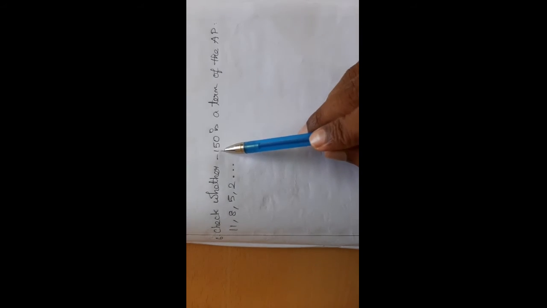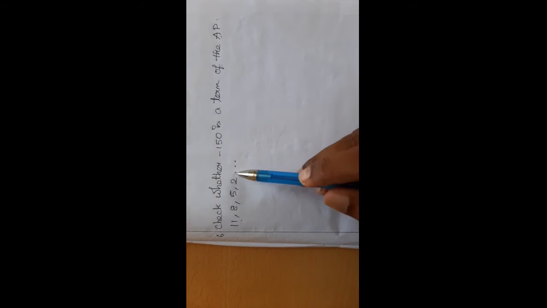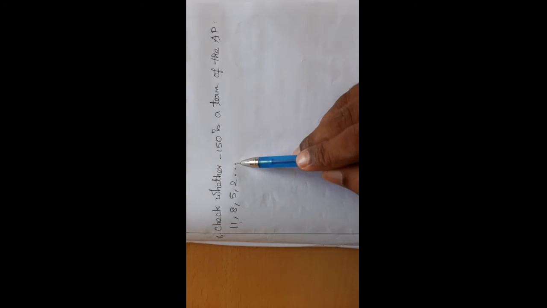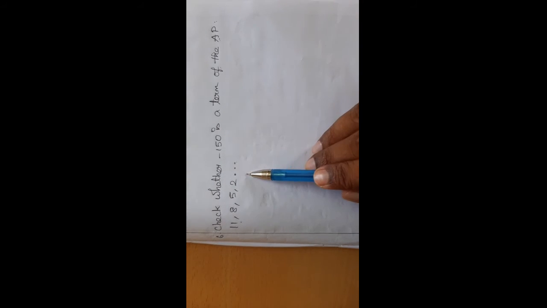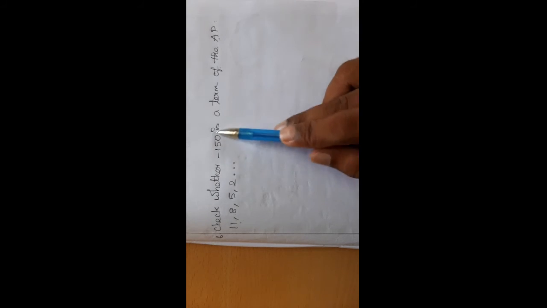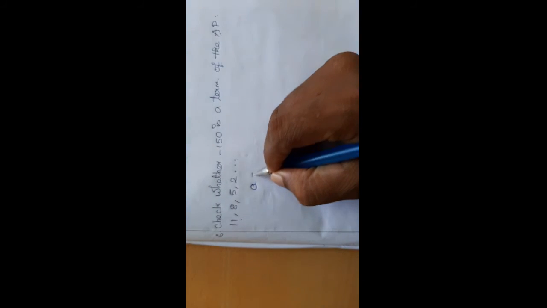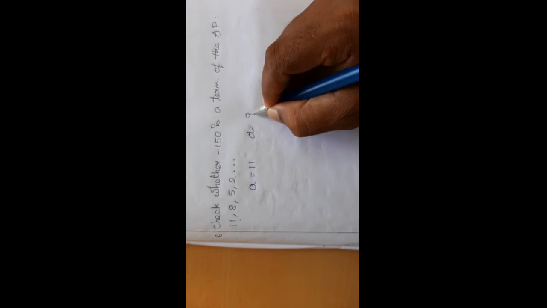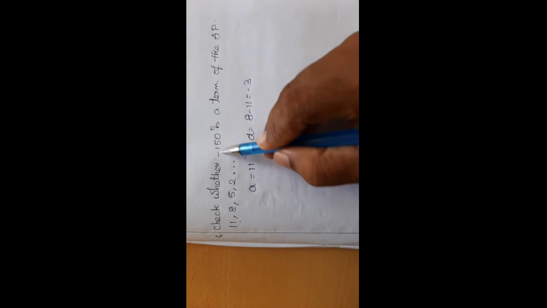Check whether minus 150 is a term of the AP. The AP given is 11, 8, 5, 2. Whether this minus 150 will be present in this sequence, in this progression or not. If it is present here, it should be one of the terms, right? It may be the 10th term or 100th term or 18th term. So let me find what n it will be. Clear? The given a is equal to 11 and d is equal to 8 minus 11, which is equal to minus 3.